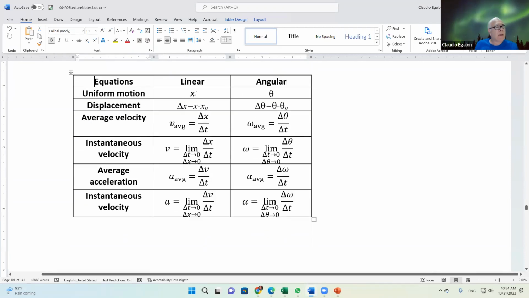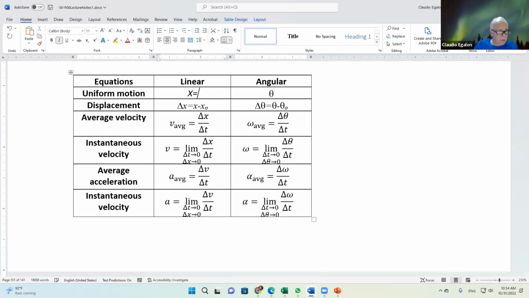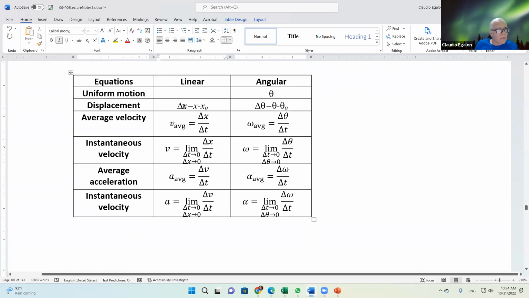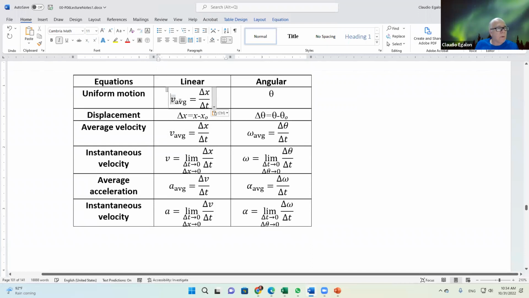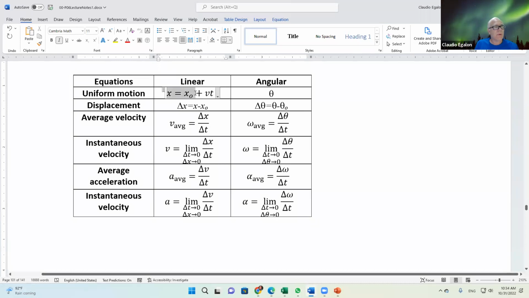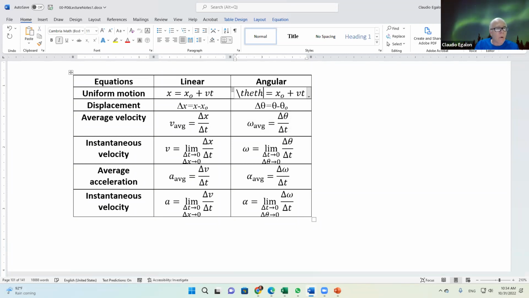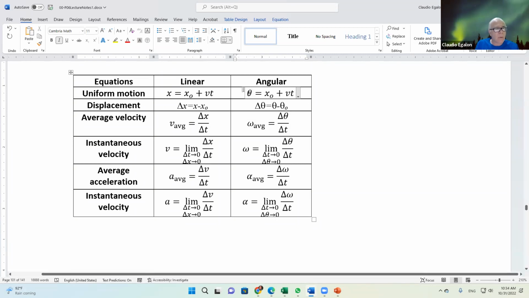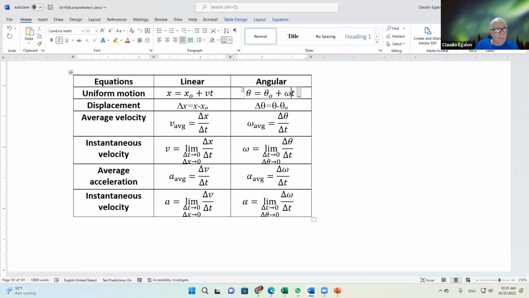At this point, you should remember uniform motion. I'll use this one here. We have x equal to x naught plus vt, right? Oh, we have exactly the same equation, but with different symbols. Final angular position is equal to initial angular position plus omega t.